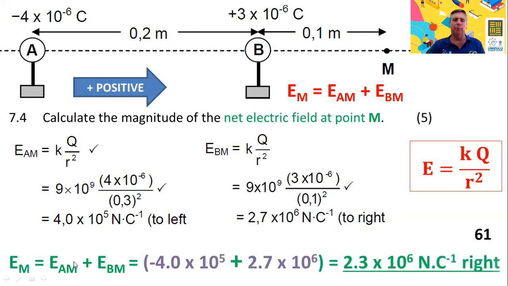So when we add up the two electric fields, we'll take EAM as negative because it was to the left. We'll take EBM as positive because it's to the right. And when you add those two correctly, we get a final answer of 2.3 times 10 to the 6 newtons per coulomb to the right.